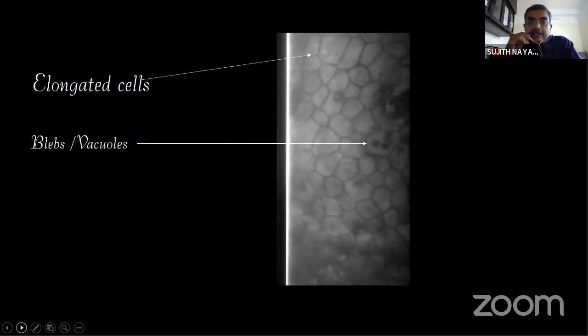You can see the elongated cells, which can happen when the cornea is a little elongated, as the cells follow the size and shape of the cornea. Such elongated cells are very common in the endothelium of keratoconus patients. You can see two blebs inside that one cell.